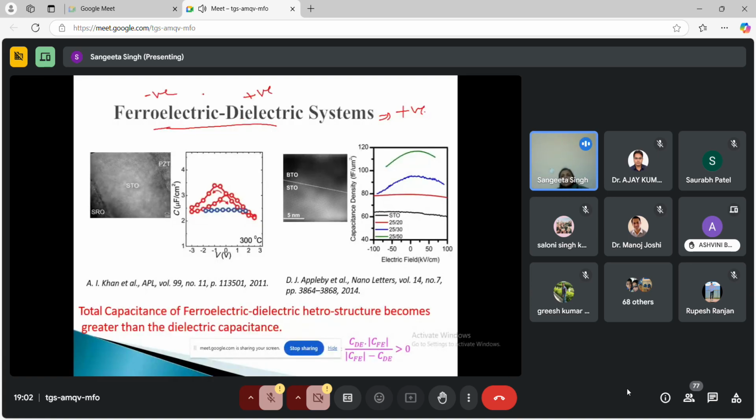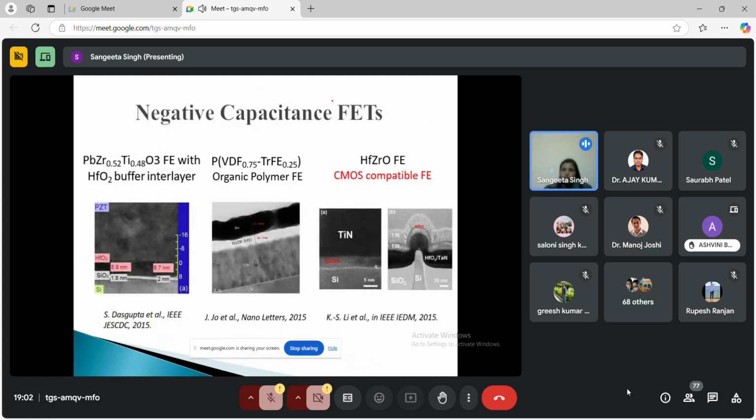But the net total system should be positive, otherwise the system will not be stable. So if you want to get a stable ferroFET, the net capacitance value should be positive, but individual capacitance values can be negative.